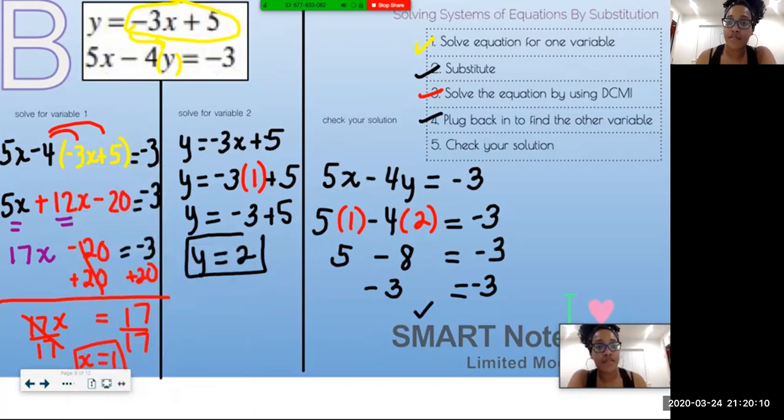So now, because it's a solution, we can list this as an ordered pair, x comma y. So x is 1, y is 2. This is our solution.